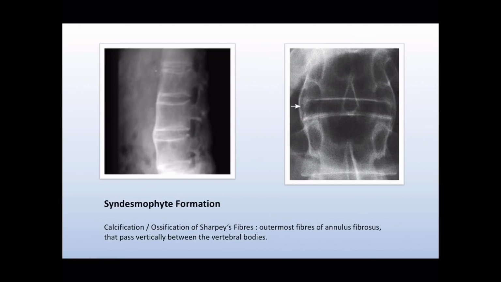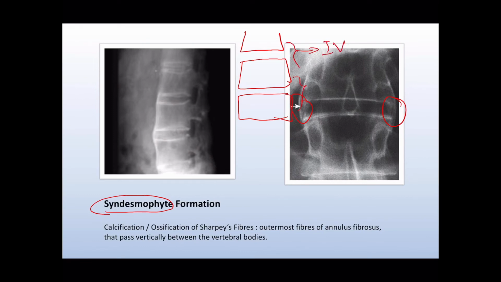Now, syndesmophyte formation. What is syndesmophyte? This is syndesmophyte. Now let me explain. For example, say this is a vertebra, this is another vertebra, and this is another vertebra. In between two vertebrae, there are intervertebral discs. There is no connection between this.